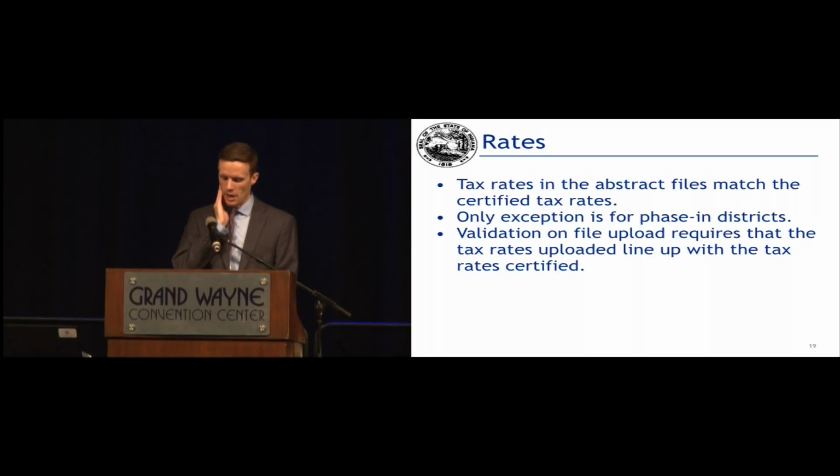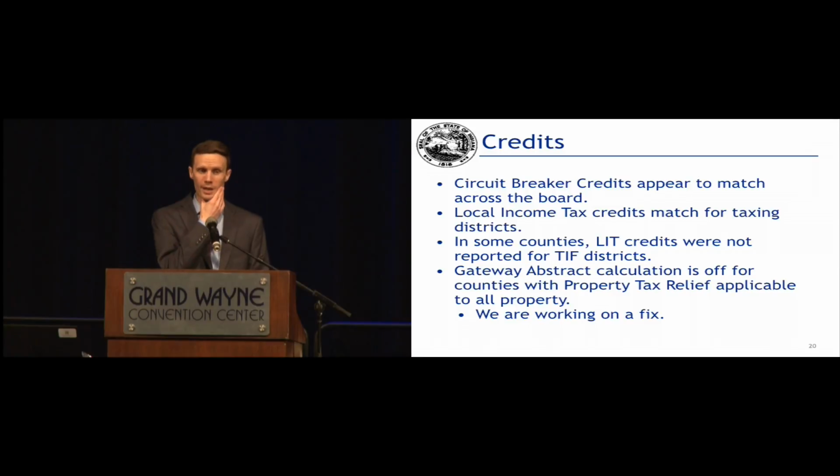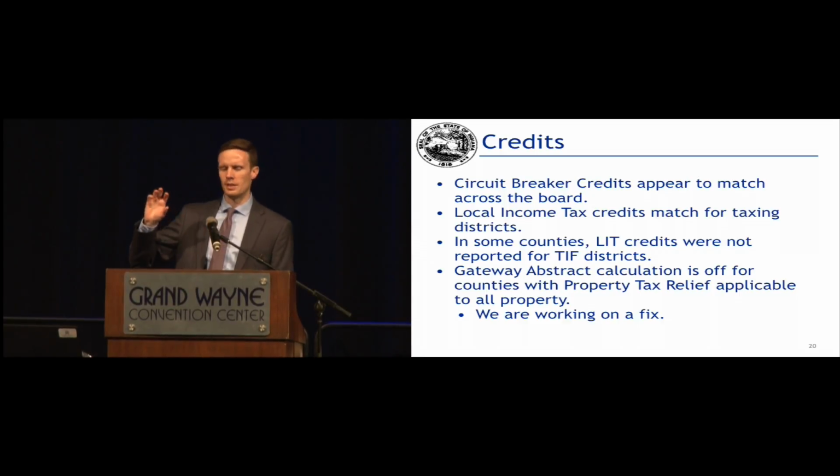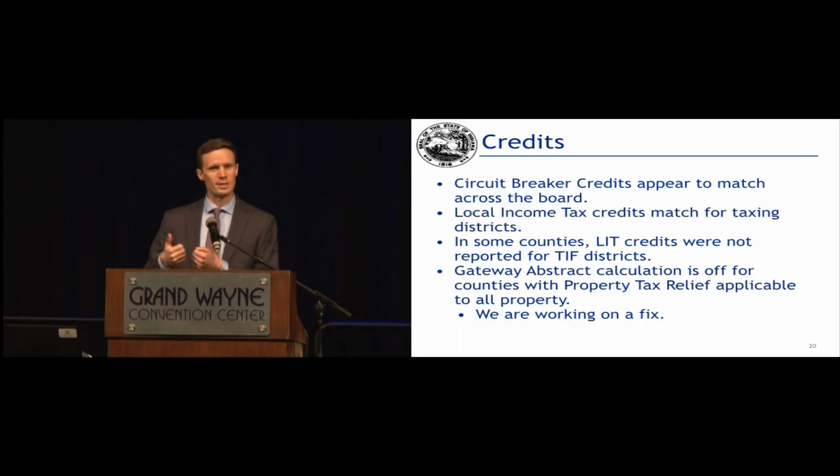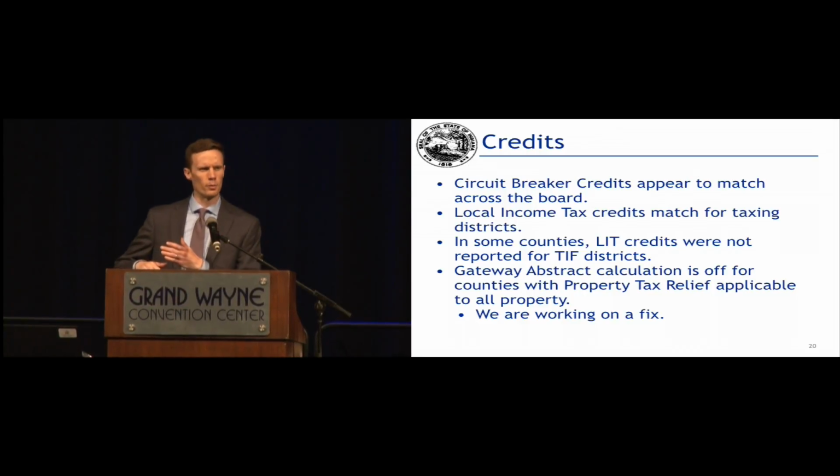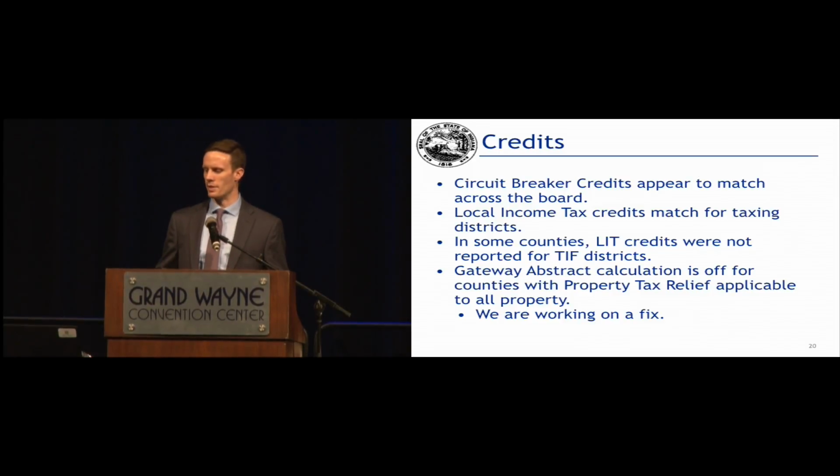So for credit amounts, circuit breaker credits were good between Gateway Abstract and the Excel abstract for most counties. They matched in exactly the way that we'd expect they would. Local income tax credits were good for one half, and we struggled a little bit with the other half. So for the impact to individual taxing units, the piece of property tax relief that ends up going to the taxing districts, we did see pretty good values there, what we expected. For some counties, the property tax relief amounts didn't come through for the TIF upload, and that would have come from the TIF tax supplemental file. So we're going to be working with counties where that was the case to make sure that we have those amounts correct and correctly broken out between taxing districts and units and between the individual TIF districts.